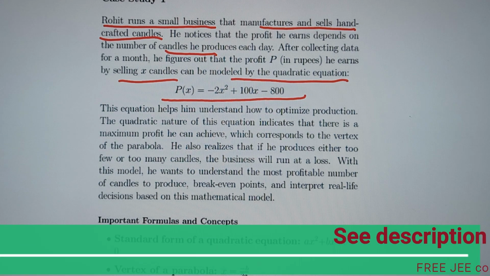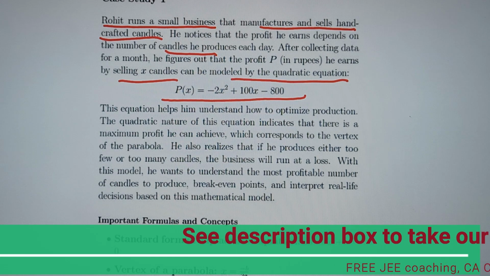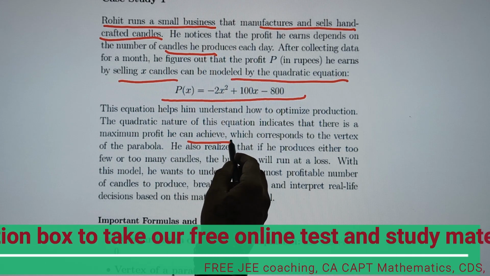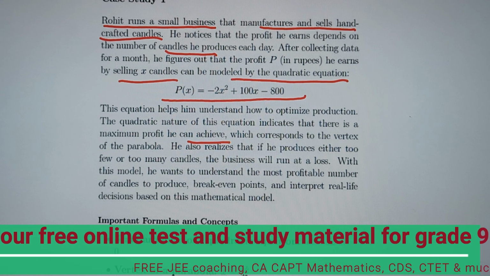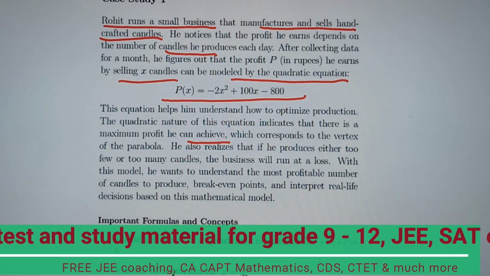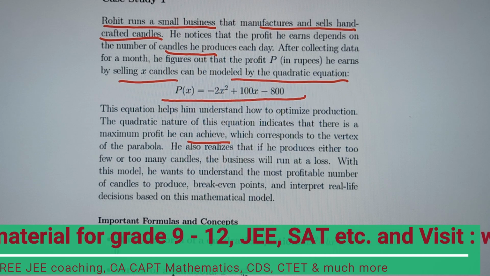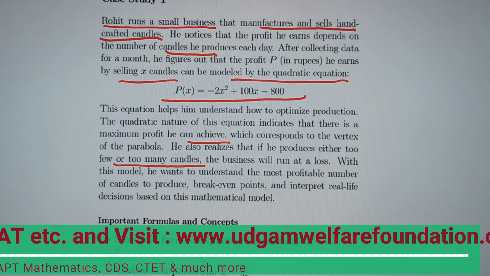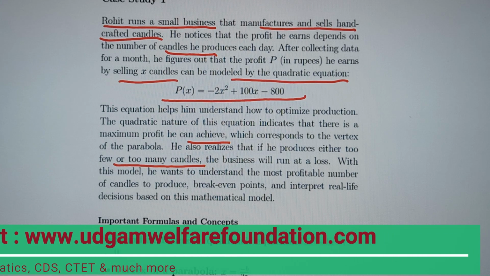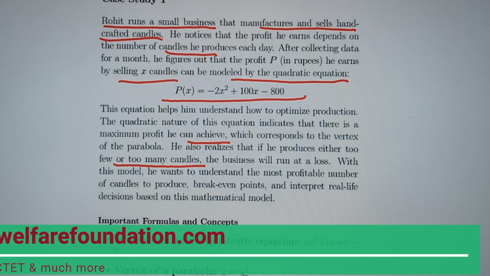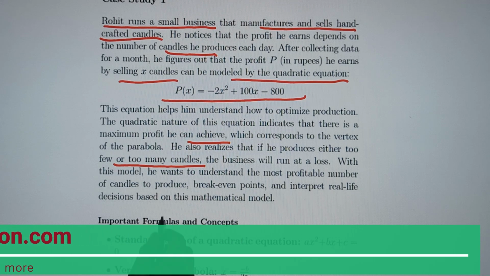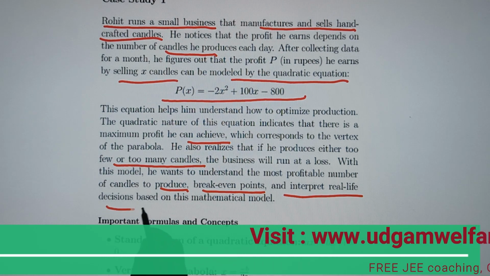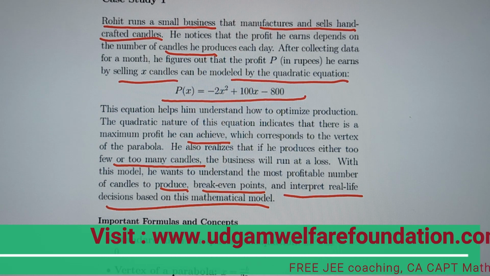The quadratic nature of this equation indicates that there is a maximum profit he can achieve, which corresponds to the vertex of the parabola. He also realizes that if he produces either too few or too many candles, the business will run at a loss. With this model, he wants to understand the most profitable number of candles to produce, break-even points, and interpret real-life decisions based on this mathematical model.